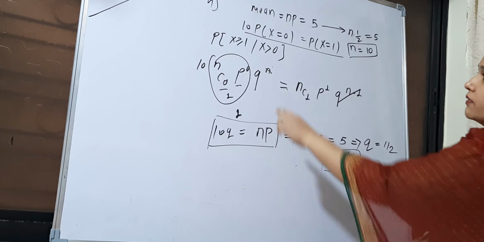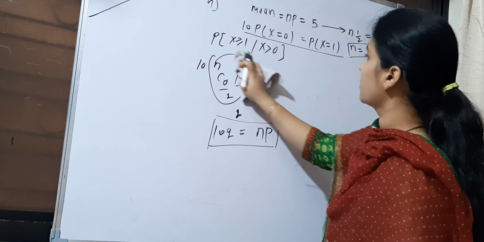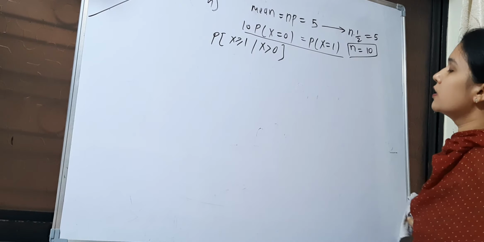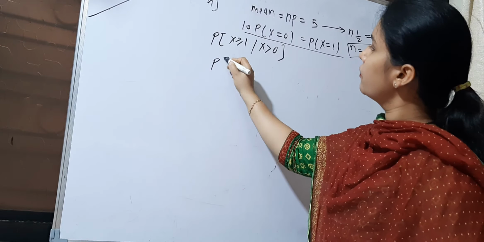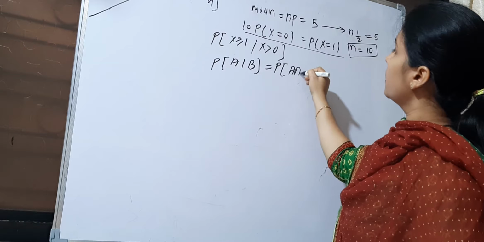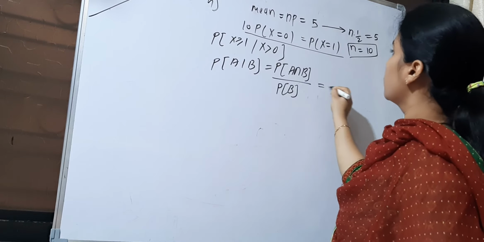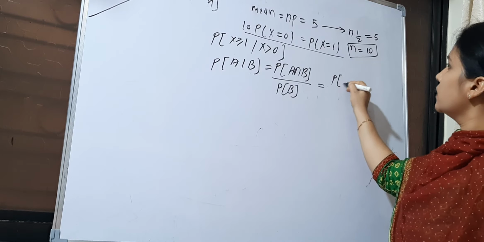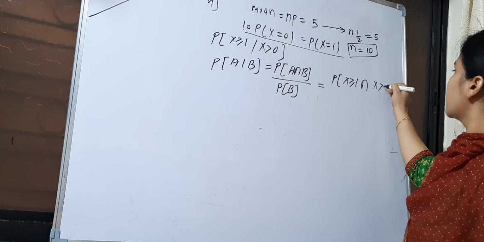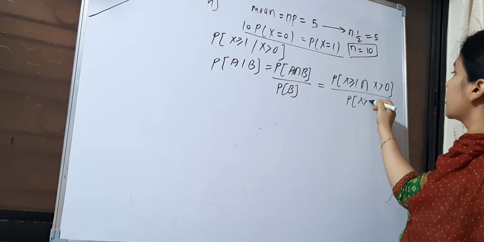Now ये वाला प्रॉब्लम सॉल्व करेंगे, ठीक है. सो ये कौन सा प्रॉब्लम है, प्रोबेबिलिटी ऑफ A गिवन B टाइप का. इसका मतलब क्या होता है, प्रोबेबिलिटी ऑफ A इंटरसेक्शन B अपॉन प्रोबेबिलिटी ऑफ B. सो इसको हम क्या लिखेंगे, प्रोबेबिलिटी ऑफ x ग्रेटर देन इक्वल टू 1 का इंटरसेक्शन लेना है x ग्रेटर देन 0 के साथ, डिवाइडेड बाय प्रोबेबिलिटी ऑफ x ग्रेटर देन 0.